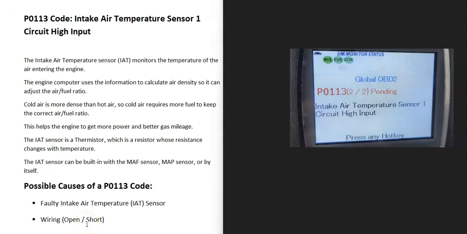So today I'm talking about a P0113 code, what it is and how you go about fixing it. And so what is a P0113 code? Well, it's the intake air temperature sensor 1 circuit high input. And what does this mean?